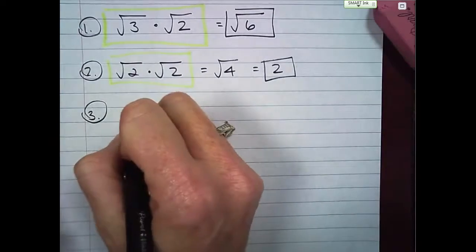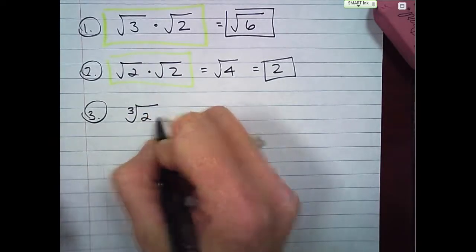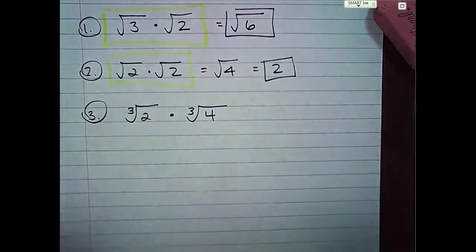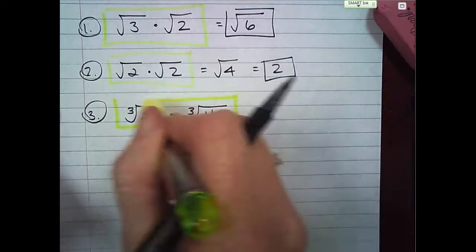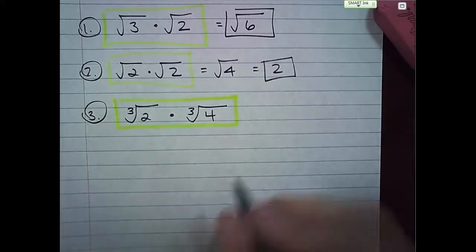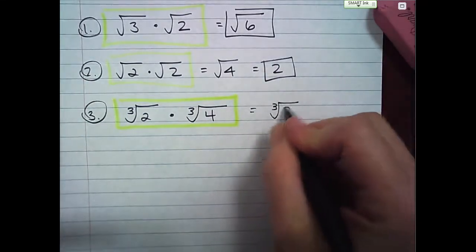Okay, the next one. The cube root of 2 times the cube root of 4. Does the cube root of a number times the cube root of a number become the 9th root? No, the square root didn't become the 4th root, right? You just multiply outside numbers, inside numbers. What radical it is doesn't matter. What root it is doesn't make any difference. So this just becomes the cube root of how much? 8, which can be simplified. The cube root of 8 is 2.